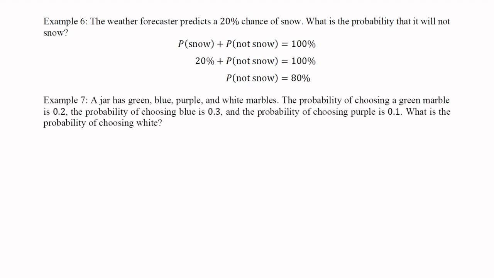A jar has green, blue, purple, and white marbles. The probability of choosing a green marble is 0.2, the probability of choosing a blue is 0.3, and the probability of choosing a purple is 0.1. What is the probability of choosing white?